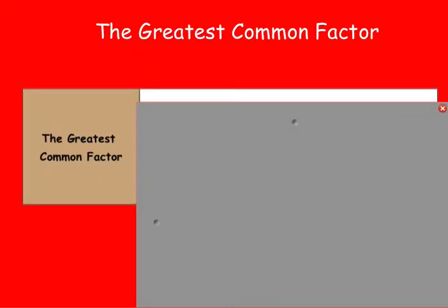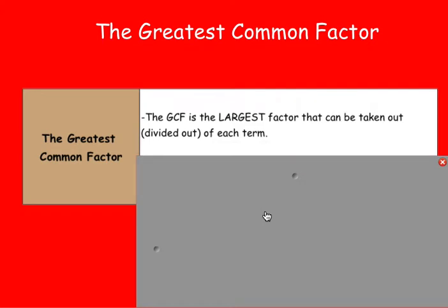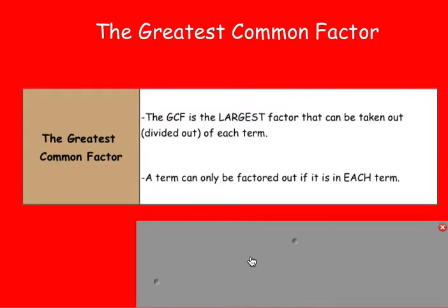So let's go ahead and take a look at what the greatest common factor is. The GCF is the largest factor that can be taken out or divided out of each term. So it's the biggest number and the most amount of letters that you can take out. I always call it looking at your bank account. You don't want to overdraw your bank account. So you can't take out more than you have in each term. That's kind of the point that the second one makes, is that a term can only be factored out if it is in each term.